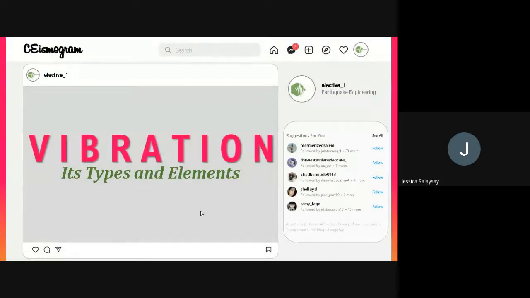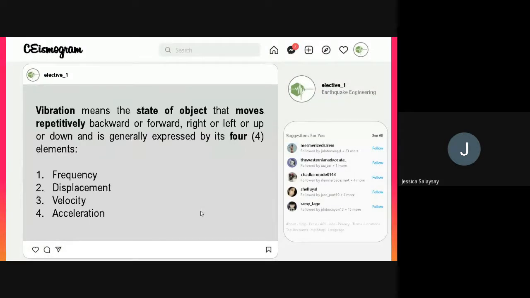Next is vibration, its types, and its elements. Ang vibration daw po ay isang state ng paggalaw ng isang object, mapaharap, patalikod, pakanan, kaliwa, and generally expressed by its four elements: frequency, displacement, velocity, and acceleration. First is frequency.